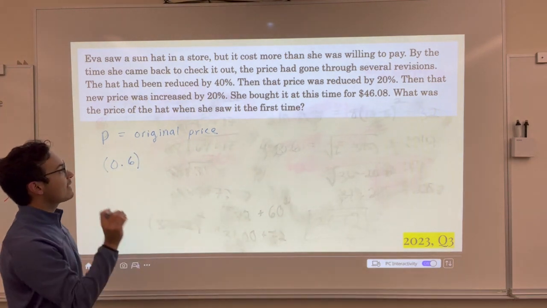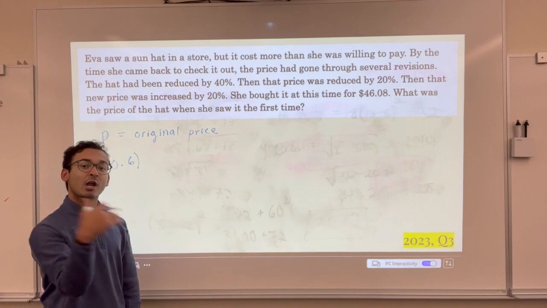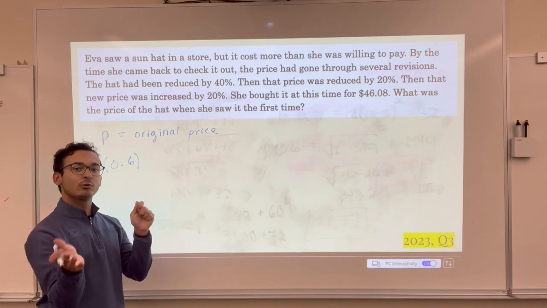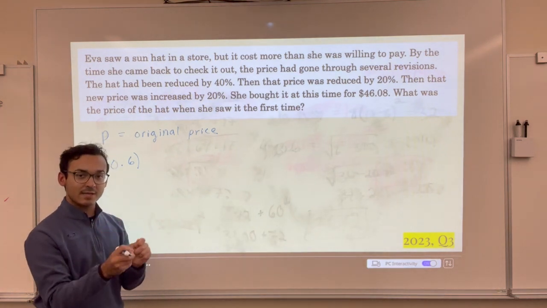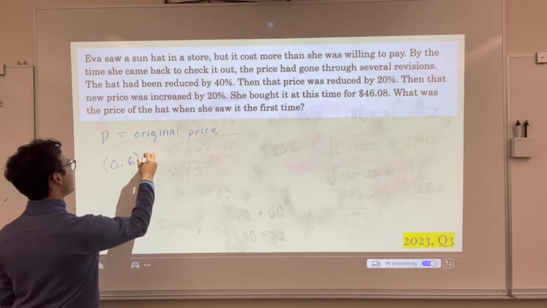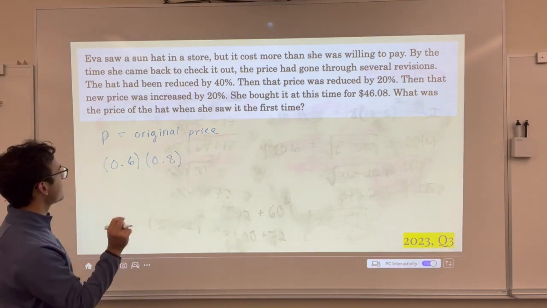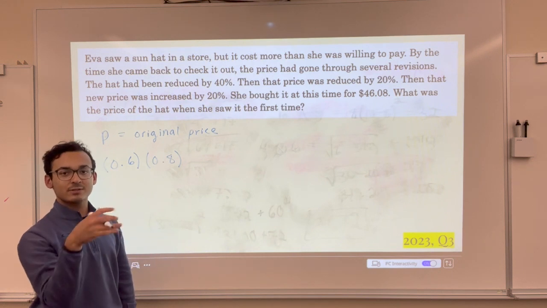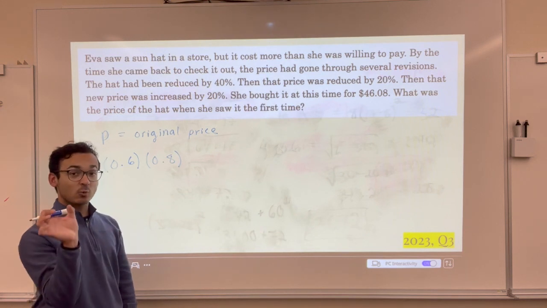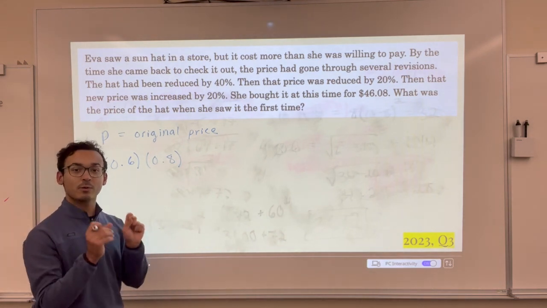The second change is that the price was reduced by 20%. So if it's reduced by another 20%, then we're going to have to multiply it by 0.8, because that price reduced by 20% gets us 80% of that original price. So we multiply by 0.6, then we need to multiply by 0.8, and finally, it says the new price was increased by 20%. Increase is easier than decrease. Increase is just going to be multiplying it by 1.2, because it's going to be 20% plus that original value, which is 100%. So it's going to be 120%, which is 1.2.